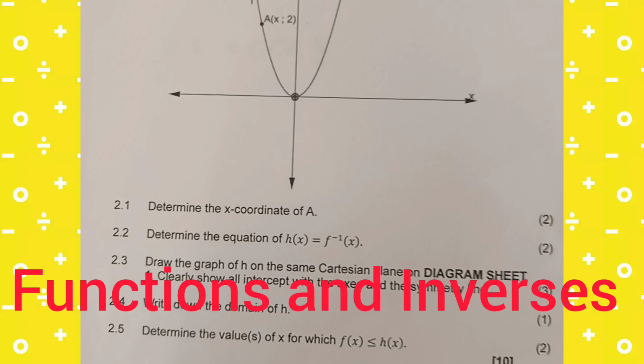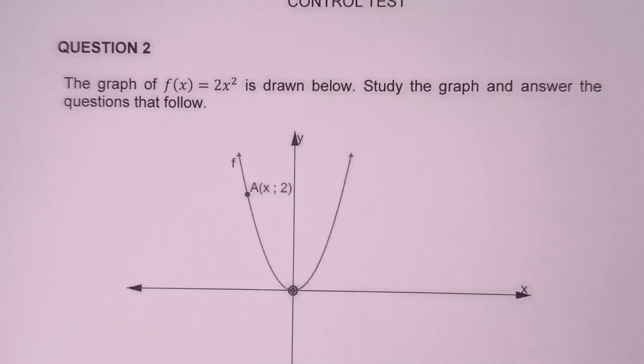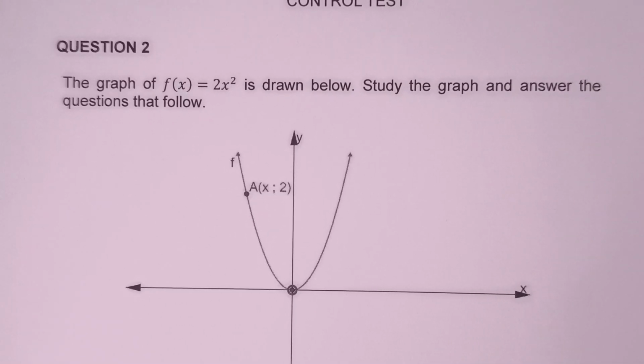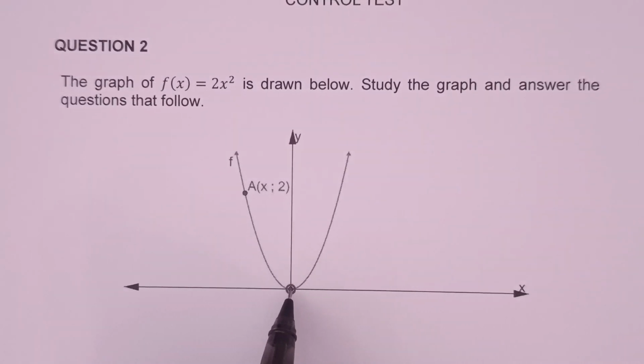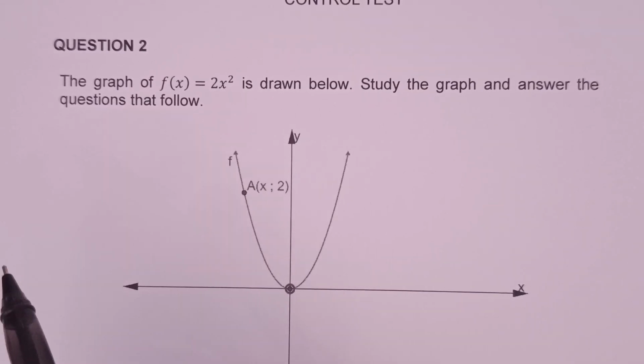Functions and inverses. Question 2. The graph of f of x equals 2x squared is drawn below. Study the graph and answer the questions that follow. We see the graph, it's a parabola that has only one intercept. It cuts the origin at (0, 0).